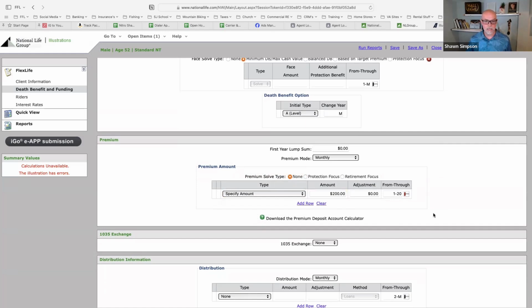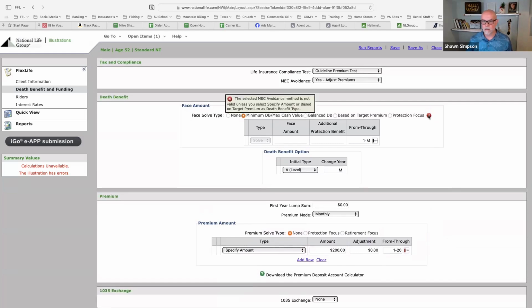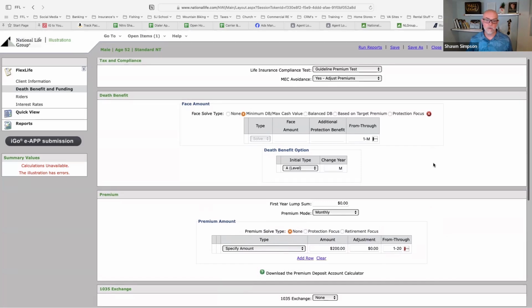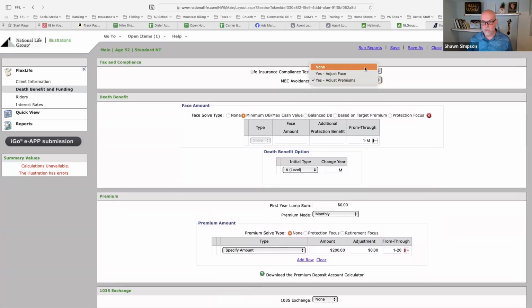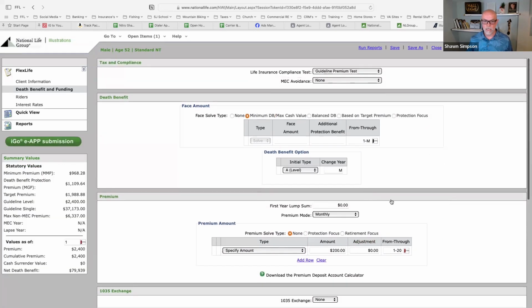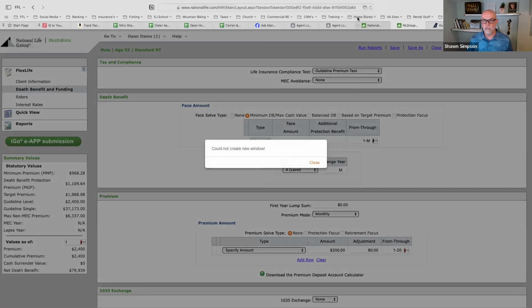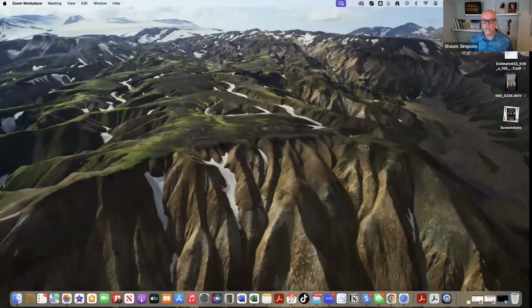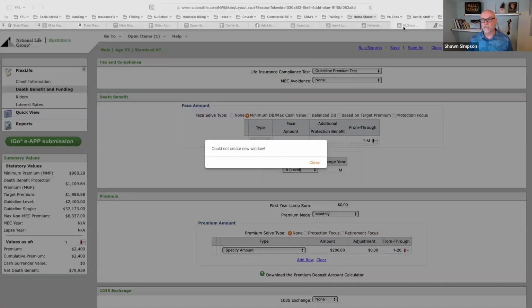And it's going to show me that it's not doable based off of his age. Oh, I got to click this up here. There we go. It is doable. So now what we're going to do is run a report. And it's going to show me the max cash value. Oh, come on. Didn't close the window fast enough. And now it's going to lock up. Really? No, I can't get it to go anywhere.